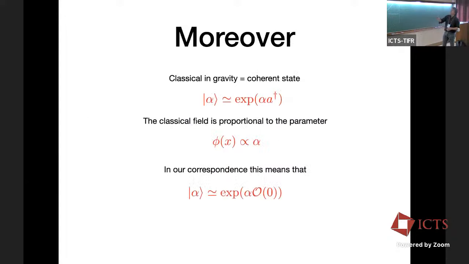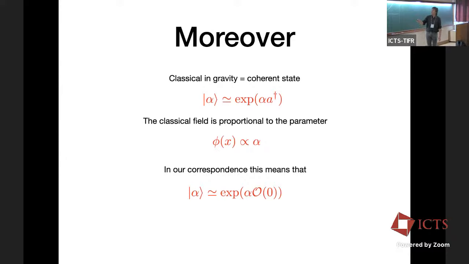So if you do a classical state in gravity, which is a coherent state, you write it as exponential of alpha A dagger. The classical field is proportional to this coherent state parameter. In our correspondence, if A dagger was O, that means that alpha needs to be generated by something that looks like exponential of alpha O. And then you should complain because O has dimensions and alpha is just a number. You need to clean this up a little bit, but this works.